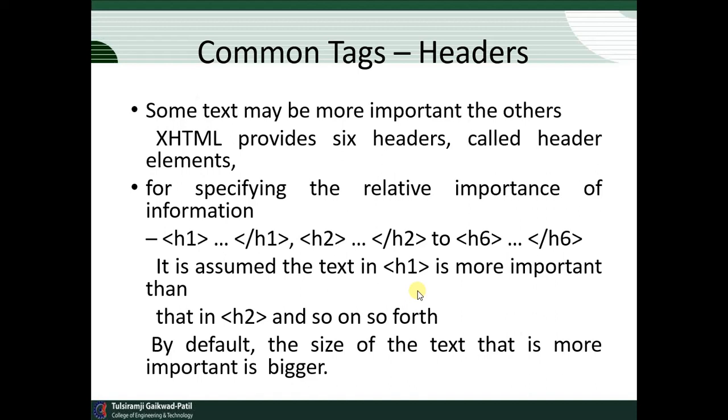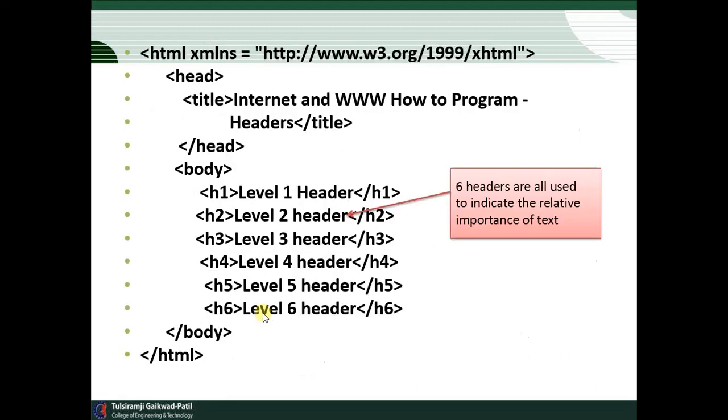Some text may be more important than other text. The six header elements specify relative importance of information. Here we have the six most important tags, the header tags, called h1, h2, h3, h4, h5 and h6. It is assumed that text in h1 is more important than h2, and so forth.